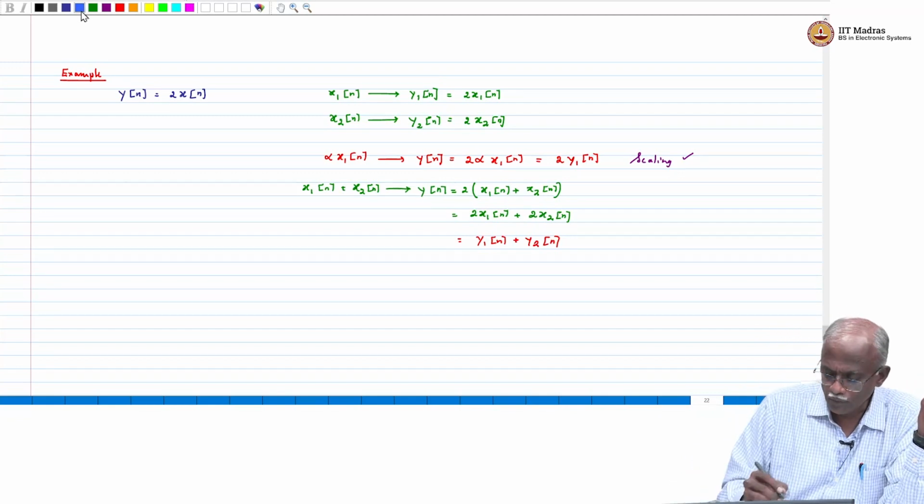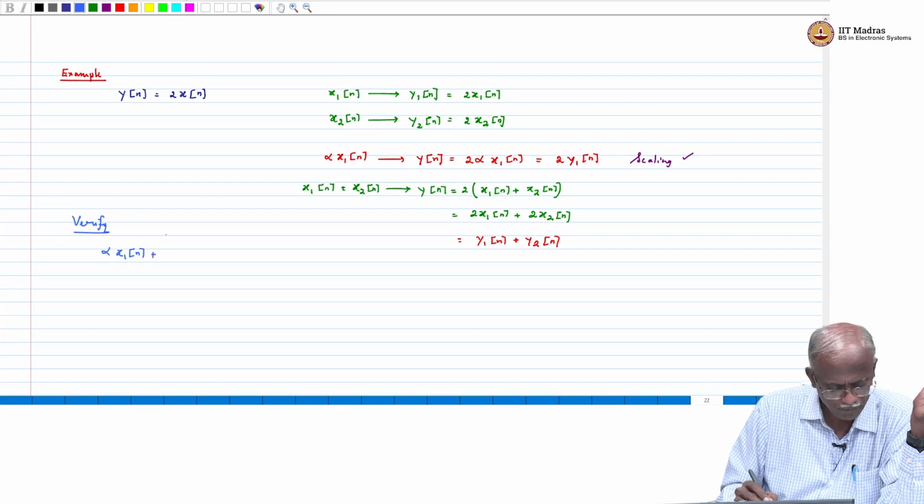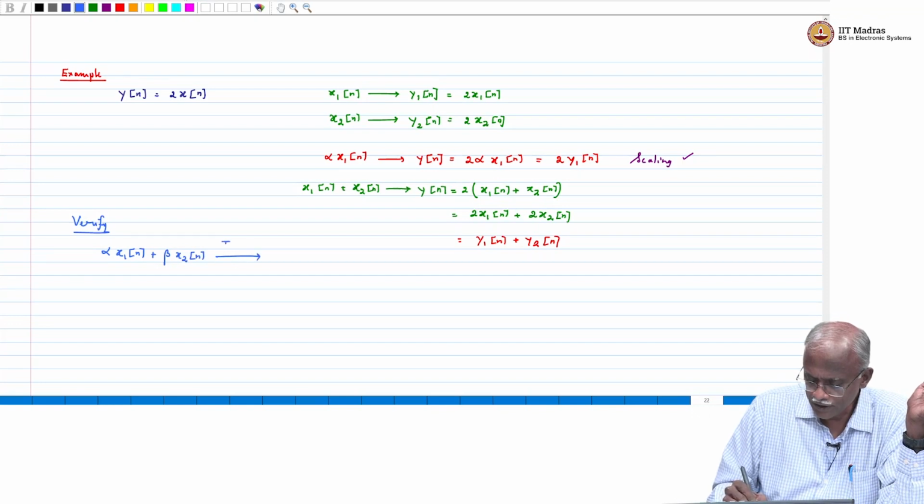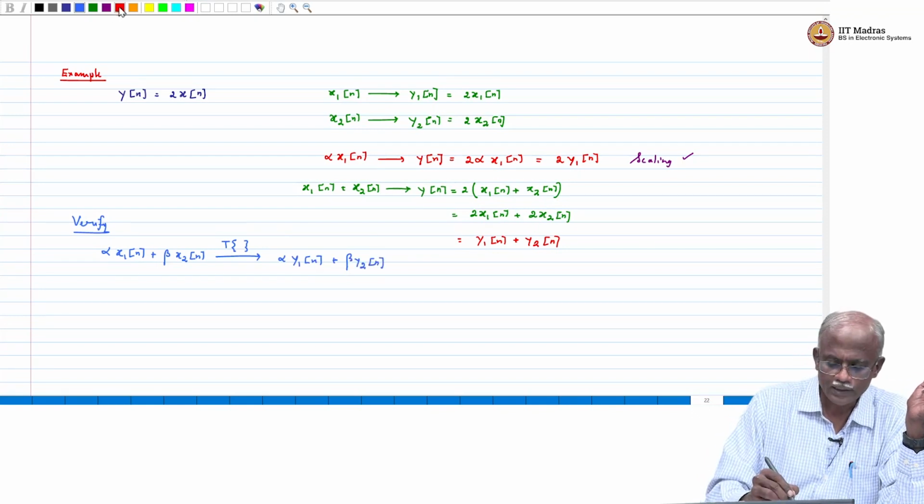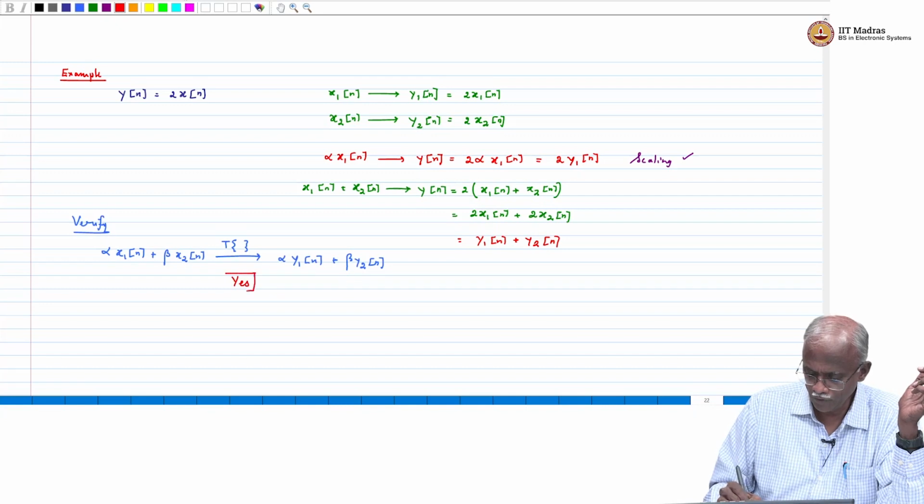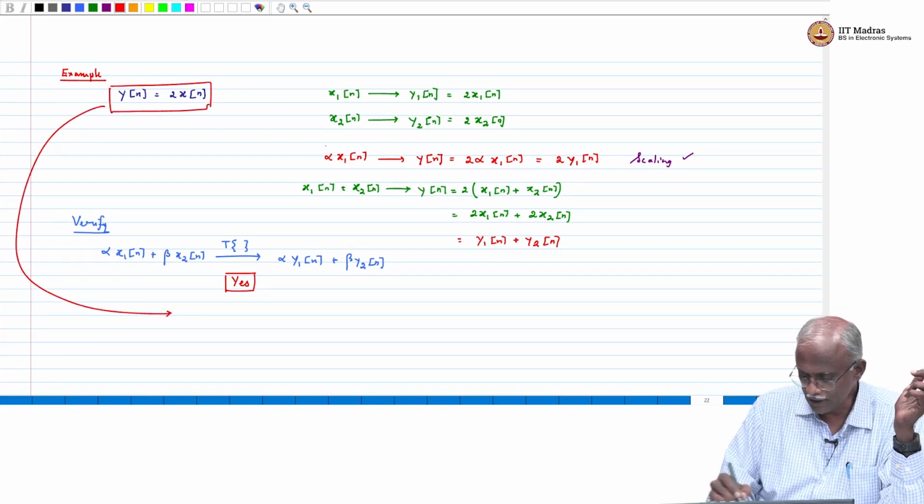What I would like you to verify is, using this as a basis, you can verify that alpha times x1 of n, alpha or a does not matter, some scale factor, plus beta times x2 of n, when you pass it through this transformation, does it produce for us alpha times y1 of n plus beta times y2 of n? The answer is yes, and therefore, this system is linear. Based on these tests, we will declare this to be a linear system.